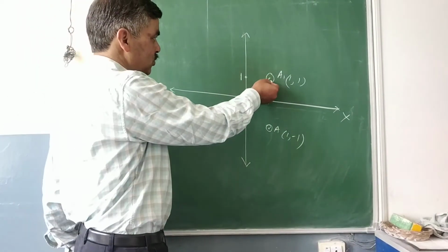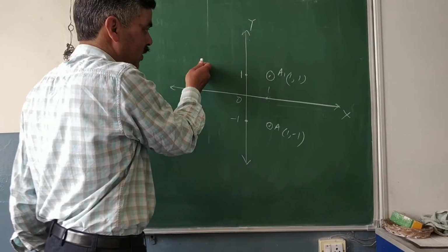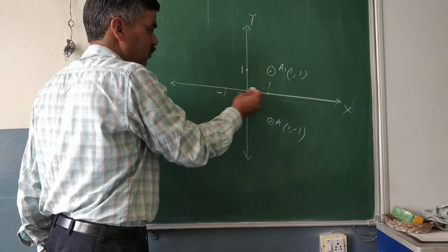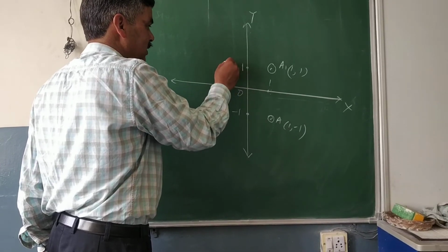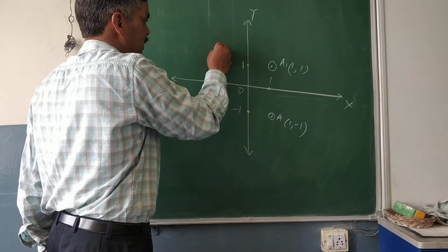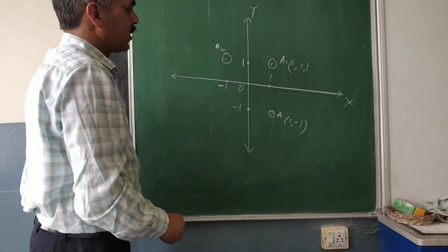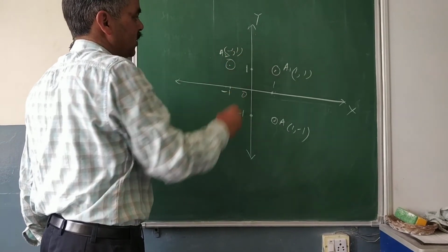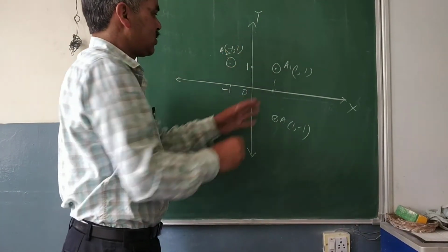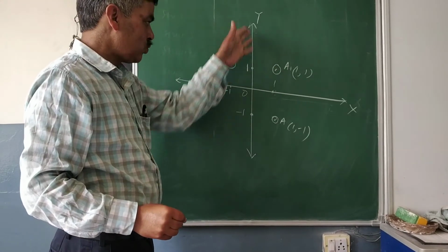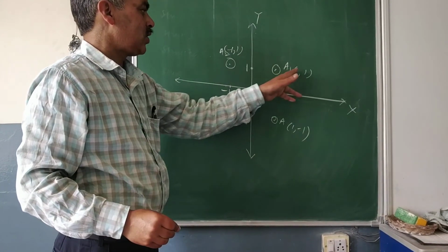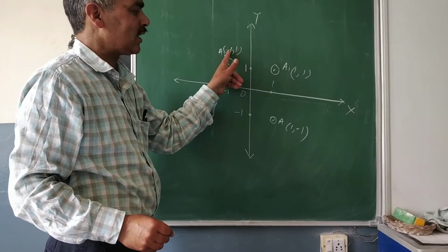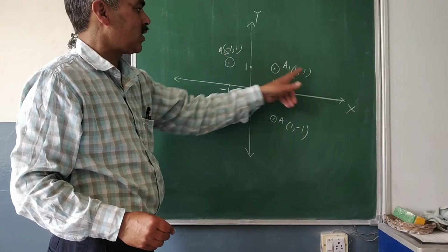Now suppose you are reflecting through the y-axis. Again the object is here at 1, so the image will be formed at -1 and the distance will remain the same. Suppose A2 is the image through the y-axis. Now read the coordinates: -1 and 1. Now this is the mirror. Again the coordinates remain the same, but when it is through the y-axis, what is happening? The sign of x is getting changed. If it is 1, now it is -1, and y will remain the same.